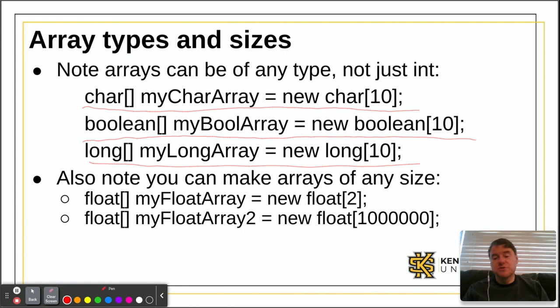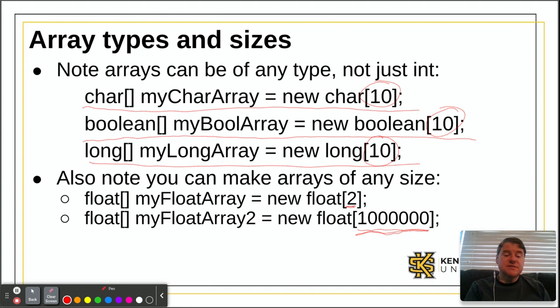You can have an array of shorts, an array of bytes, an array of any of the types. You can even make arrays of strings. That's possible as well. And then the other thing to note is that they're not always going to be of size 10, even though I use that for all these examples. You can absolutely have little arrays like this one, which is of size 2, or really big arrays like this one, which is of size 1,000,000.